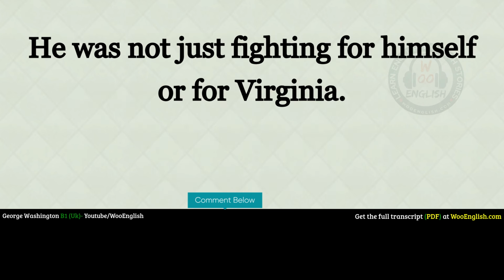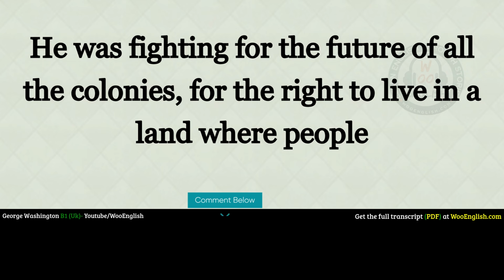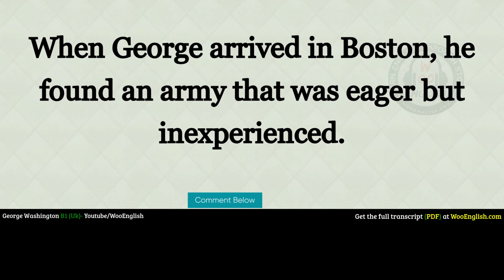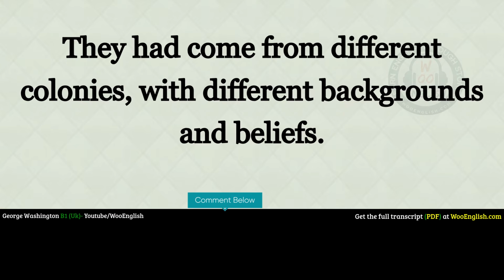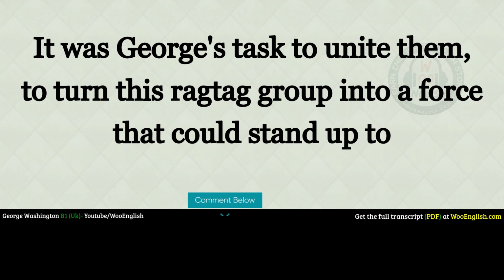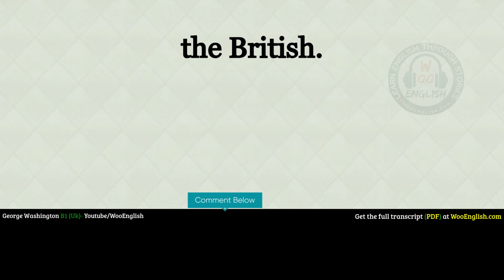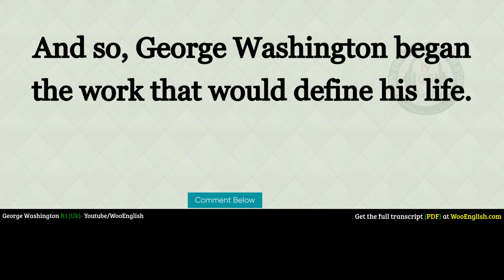He was not just fighting for himself or for Virginia. He was fighting for the future of all the colonies, for the right to live in a land where people could be free. When George arrived in Boston, he found an army that was eager but inexperienced. The men were brave, but they lacked discipline. They had come from different colonies, with different backgrounds and beliefs. It was George's task to unite them, to turn this ragtag group into a force that could stand up to the British. And so, George Washington began the work that would define his life.